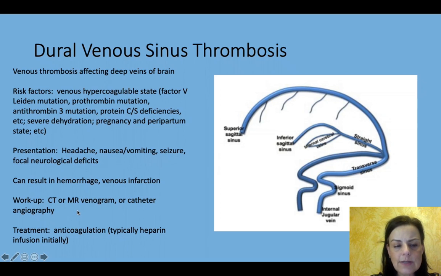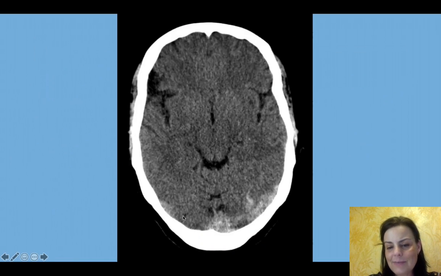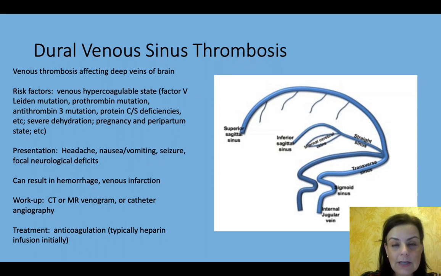The way to diagnose it, on our CT here, this doesn't make the diagnosis alone. You have to get a venogram. And so what we usually get is something like a CT or an MR venogram, which just looks at the venous phase of the blood vessels, and it can show if there's clot in there.